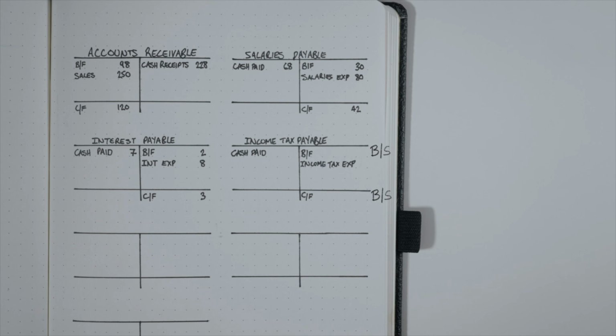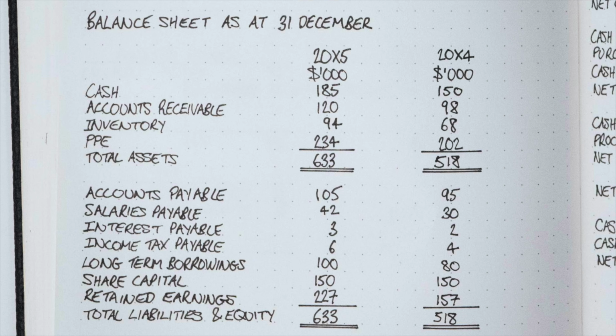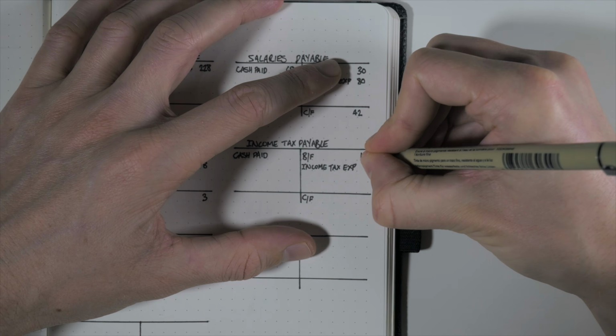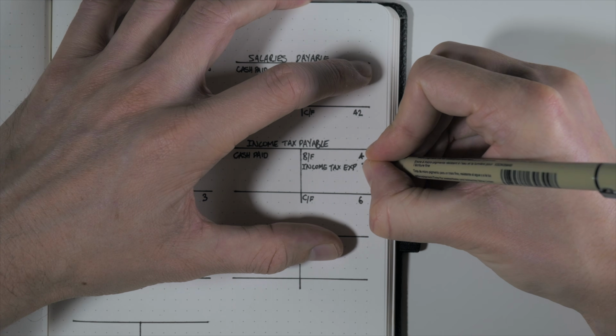The opening and closing balances will again come from the balance sheets, and we will get the income tax expense from the income statement. The prior year balance sheet shows a closing balance in income tax payable of 4. The current year balance sheet shows a closing balance of 6, and the income statement shows an income tax expense of 9. We enter these into the T account to work out income tax paid.